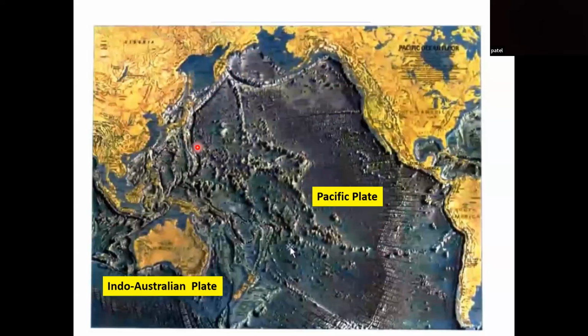Here, where I'm moving this pointer, is the Pacific plate. This Pacific plate is also known as the ring of fire, because around this plate we have lots of earthquakes and volcanoes also. So that's why it is known as the ring of fire.